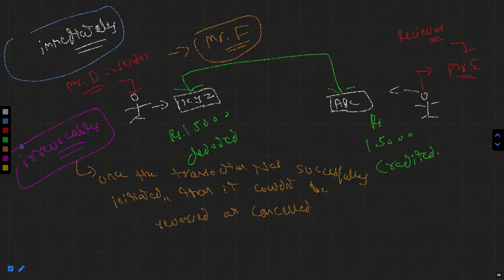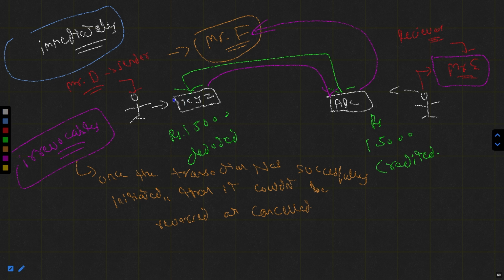When the process of IMPS will start, then the XYZ will communicate the same instruction to the ABC. Once received the instruction, the ABC will transfer the amount to Mr. F's account. Whom was the account supposed to be transferred to? Mr. E. But whom has it been transferred to? Mr. F. That's the picture. Got it? So that's why it is known as irrevocable. Once the transaction has successfully initiated, then it couldn't be reversed or cancelled.